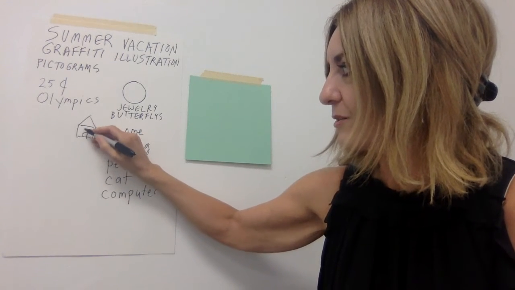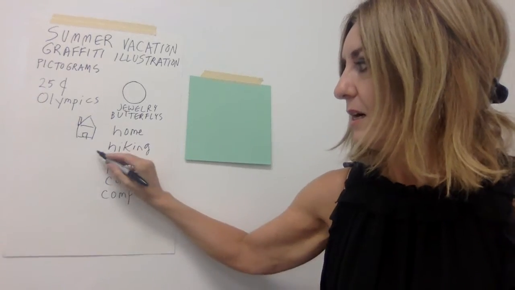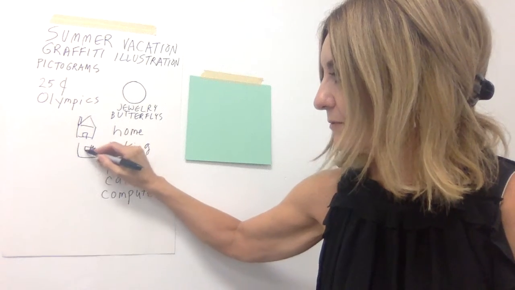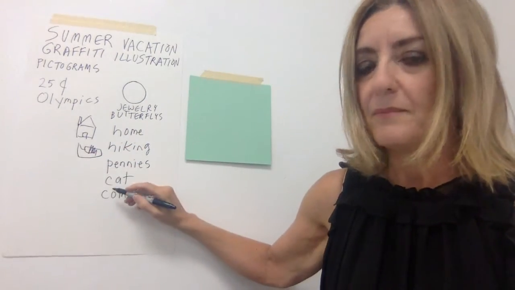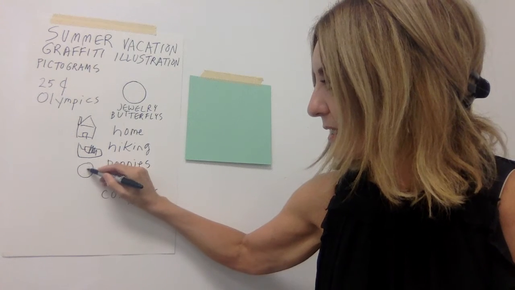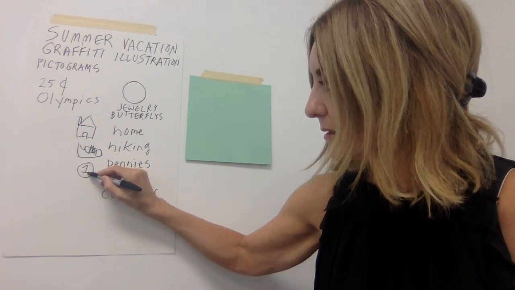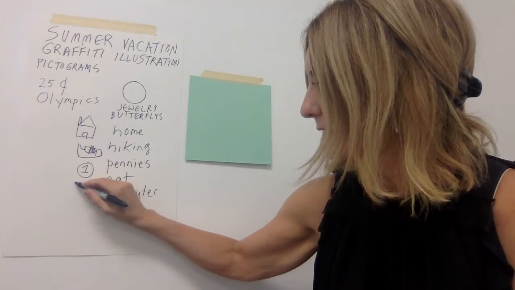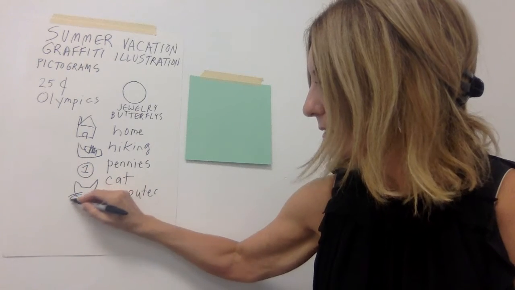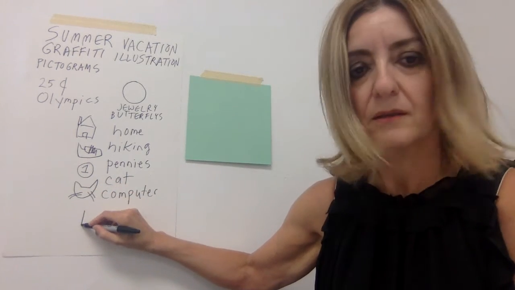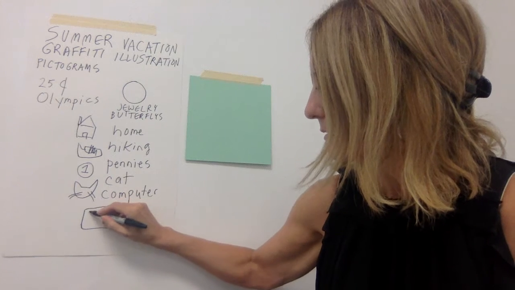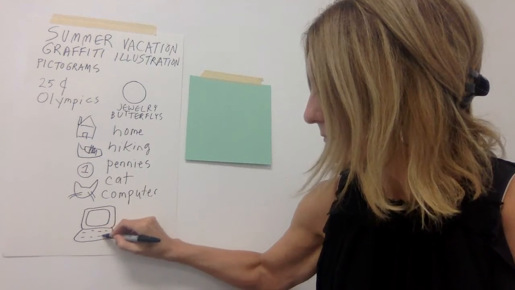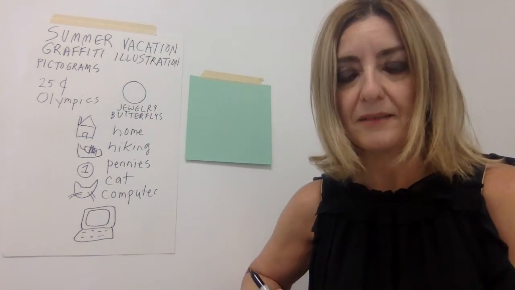Maybe your house is just going to be represented small. Hiking might be represented by a sneaker. My cat, a penny, I might just go like this to represent that. Computer, oh, sorry, cat, and computer. Let's see this. Okay. So now I have a plan.